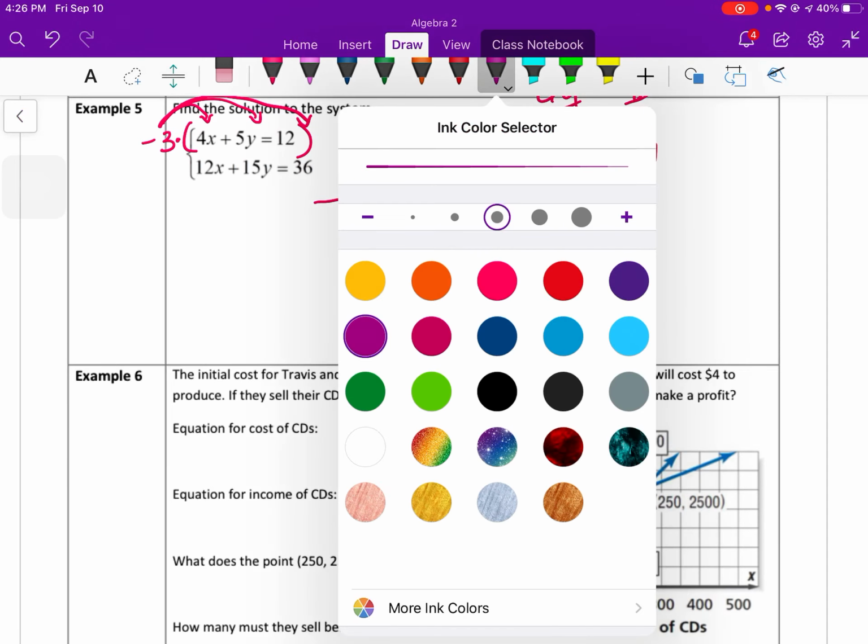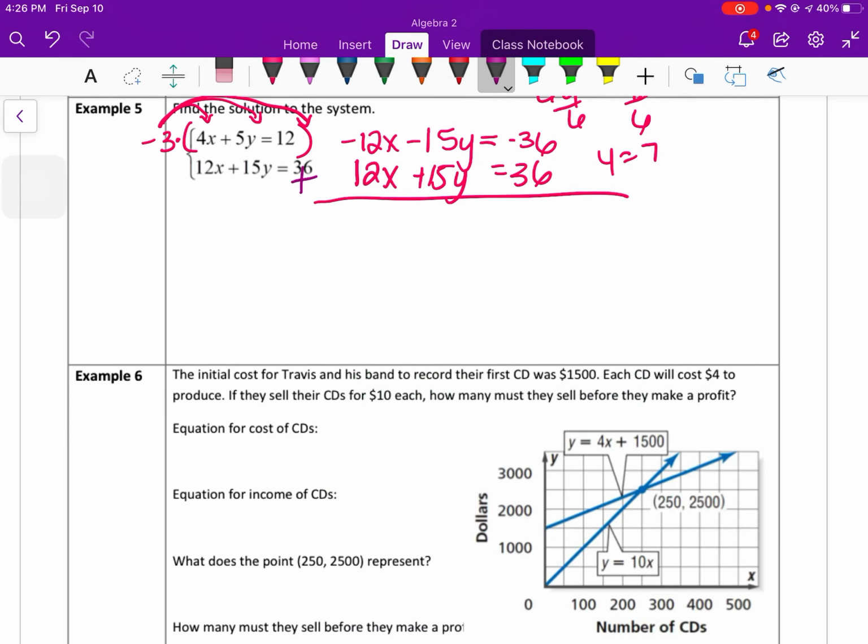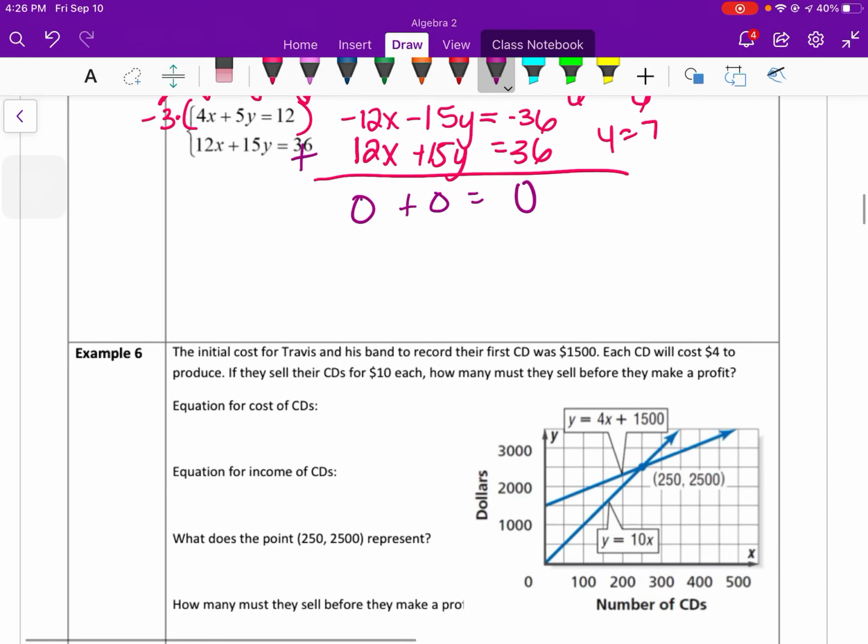Now I add them together. Negative 12x plus 12x is 0. Negative 15y plus 15y is 0. Negative 36 plus 36 is 0. So in this case, I get a special situation where I get 0 equals 0.